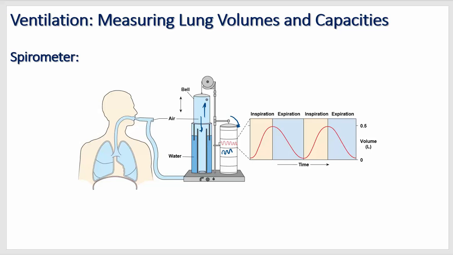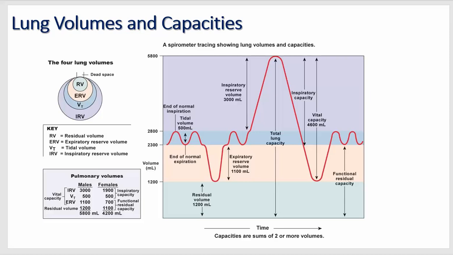But what it does is it says as this person is breathing in and then breathing out, that bell is going up and down and the drum is turning, and it gives us some information. So we call that just in and out breathing the tidal volume. That's about 500 milliliters.